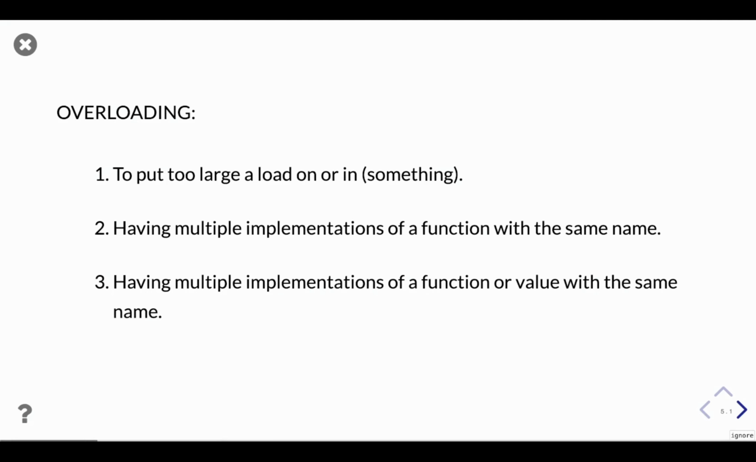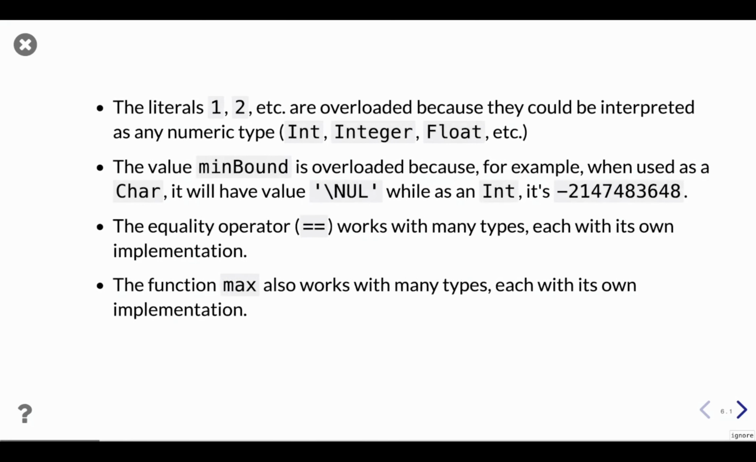Of course, Haskell had to step up the game. In Haskell, overloading is not restricted to functions. Values can be overloaded too. For example, the literals 1, 2, etc. are overloaded because they could be interpreted as any numeric type: Int, Integer, Float, etc.